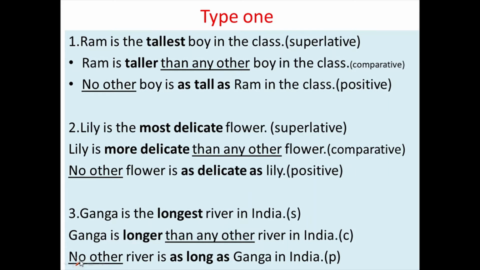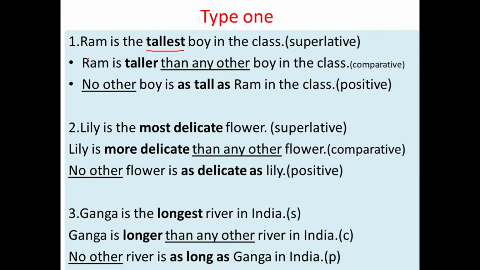Next, we are going to discuss the types. There are three types in which we compare things with another thing, right? Here first we will see the superlative degree. Now you all understand that this is a superlative degree word. Yes, the adjective is in superlative degree. Ram is the tallest boy in the class, right?